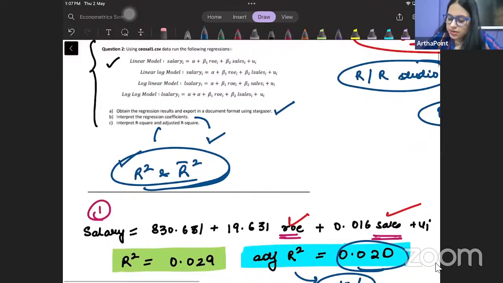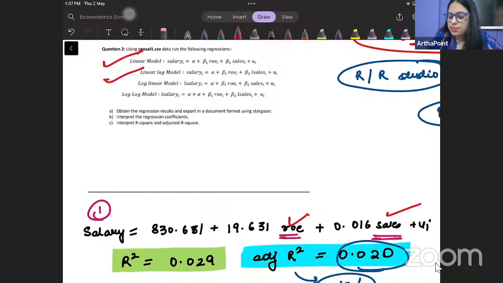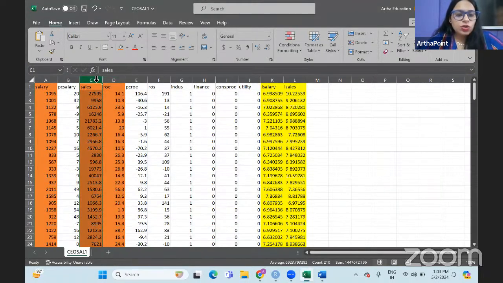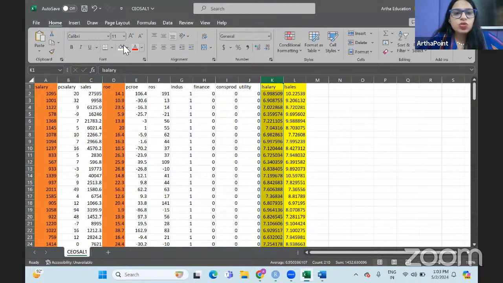So this is your first part: obtain the regression results and export in a document using Stargazer. And we have also interpreted the regression coefficients and the R square and adjusted R square. Now let me go to the second part. The second part says salary as a function of ROE and log sales. So if I go back to my file, now I am not looking into this beta. Rather I need to look into log sales.